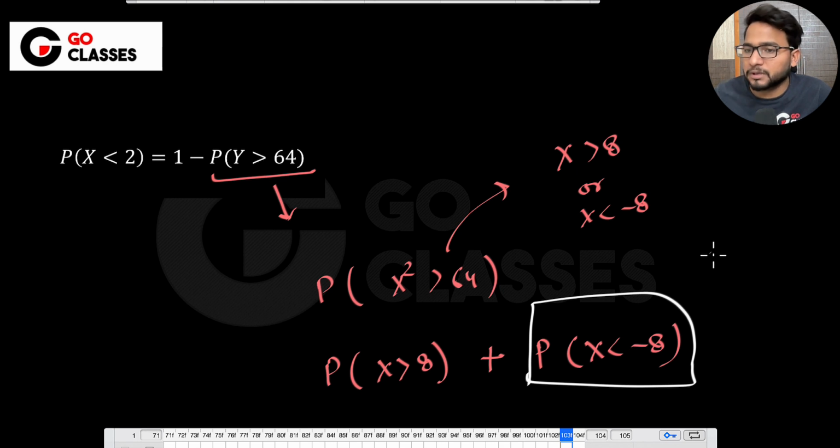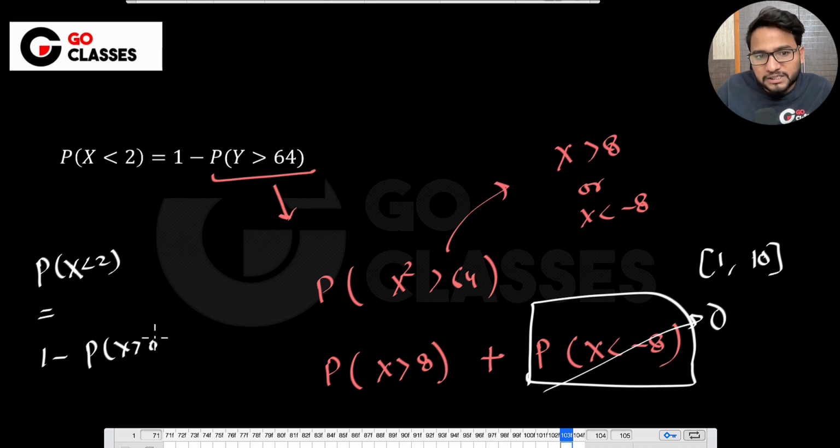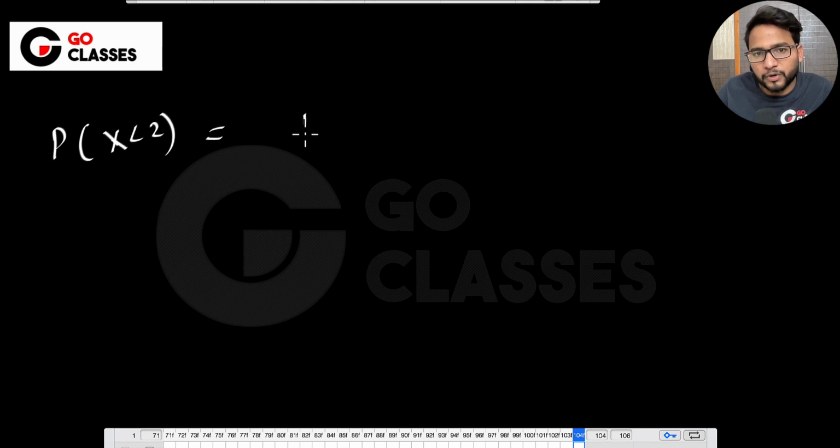Why? Because this random variable is taking the value from 1 to 10. So that's why this particular value is 0 and this is 0. So basically this is the probability of x less than 2, and on the right hand side I have 1 minus the probability of x greater than 8. Now let's check whether these two are true or not. Is the probability of x less than 2 the same as 1 minus the probability of x greater than 8?